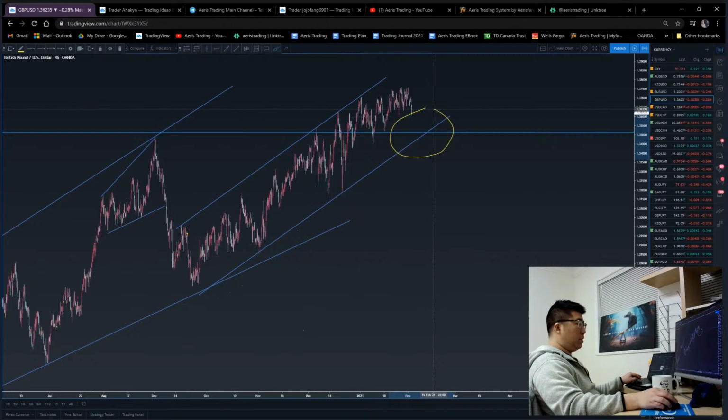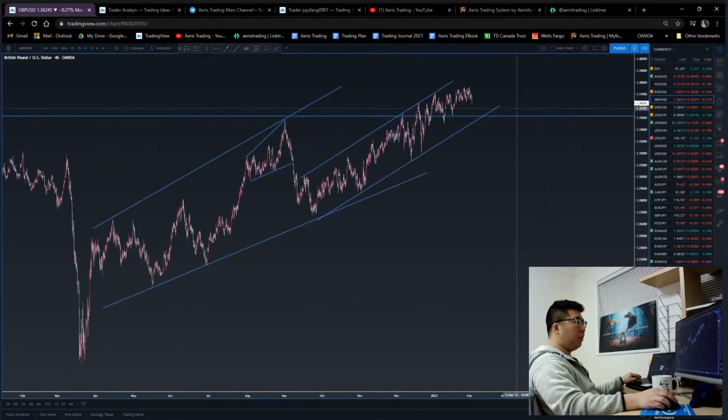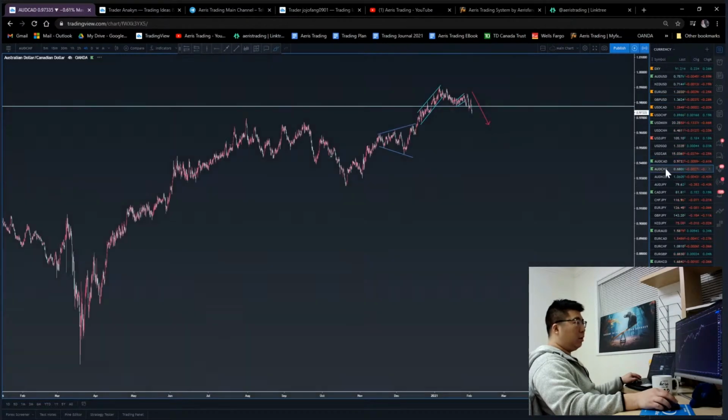I don't mind missing profit here, but if I could get in with a better entry, better risk reward, a safer one, that's fine with me. Okay, that's really the difference. Okay, so we went over Aussie CAD. Let's talk about Aussie Swiss.